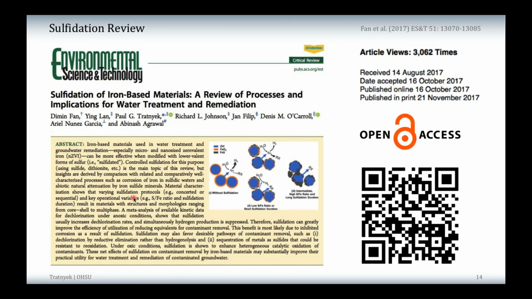And so again, I'm going to be building off of a recent publication of ours. In this case, it's a review paper that we did for ES&T last year. The lead author on this is Damin Fan. Ying Lan contributed greatly, and a number of other authors also contributed significantly to the applied side of that. Again, here's a QR code that will be available again at the end of my presentation.